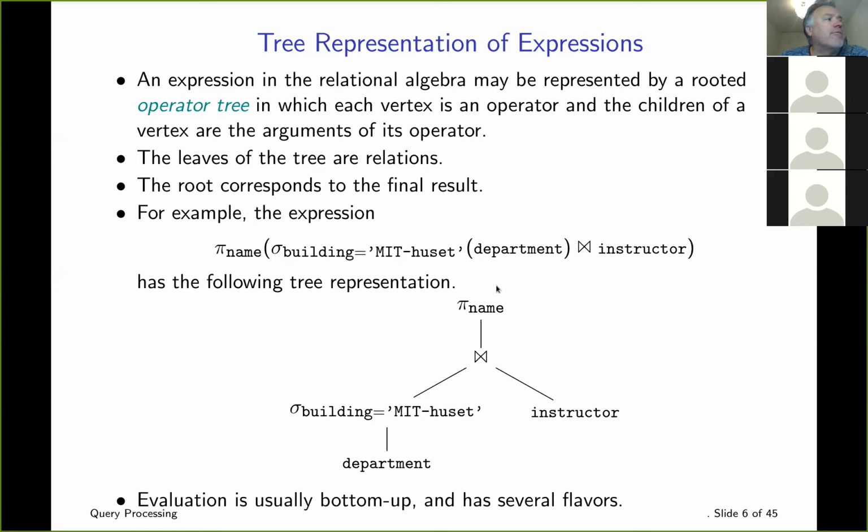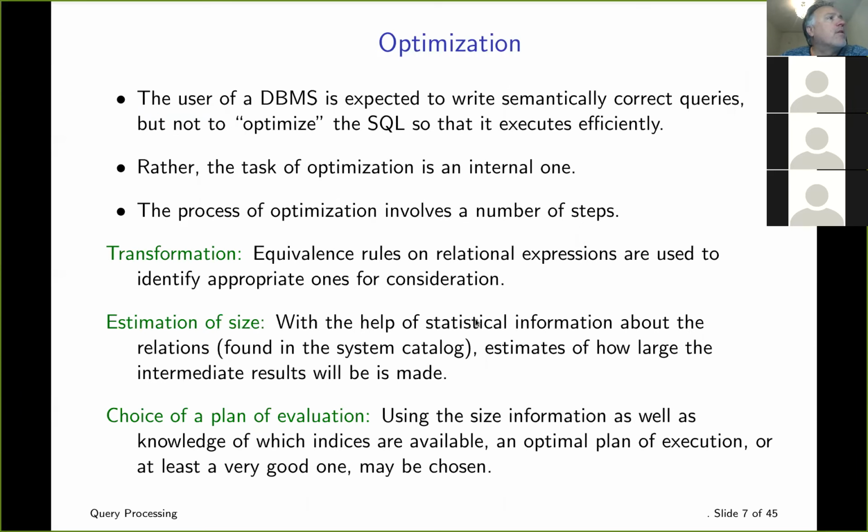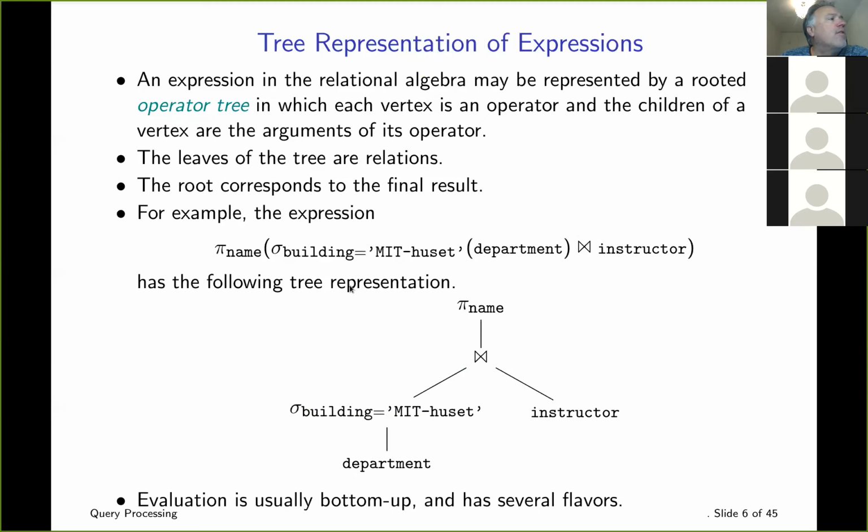You're going to have department come in here. You do a select on Meet Husid. Then you do a natural join with instructor, since the instructor has a department name. Once that comes up here, you do a projection, and the name from the instructor is projected out. That's pretty straightforward. This is how the algebraic tree is represented, and what the meaning of it is procedurally.